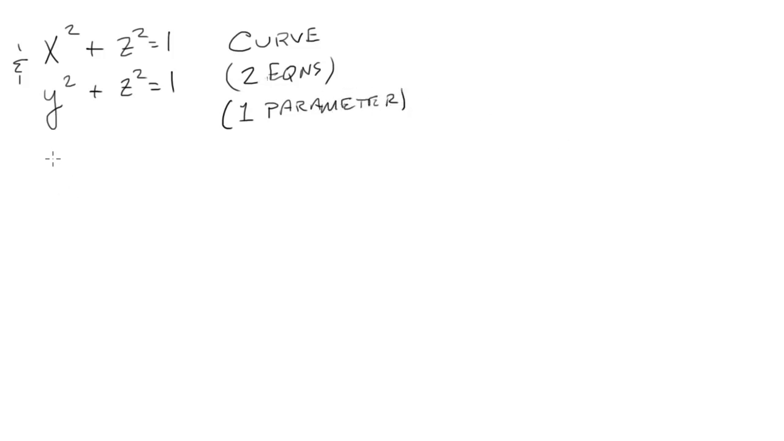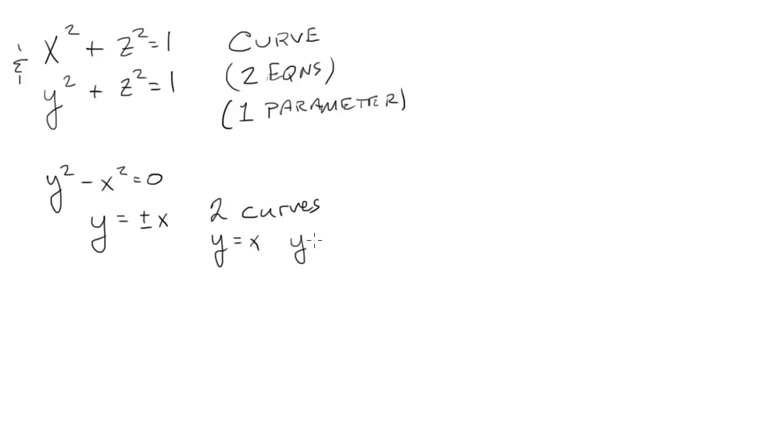Subtracting the equations, I can solve for y in terms of x, it's plus or minus. So we're looking at two curves: y equals x and y equals minus x. Call them C1 and C2. So let's set up C1.